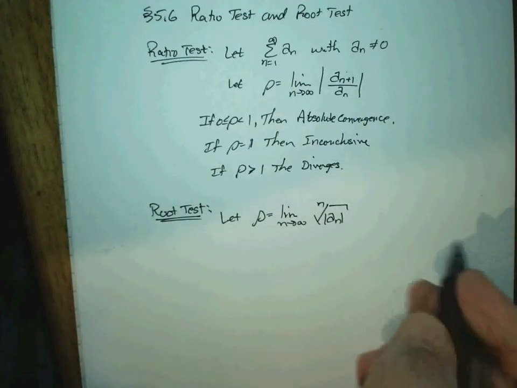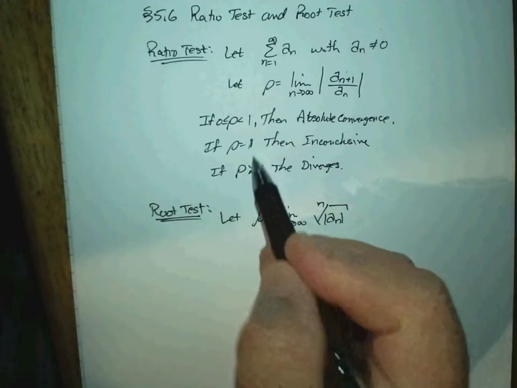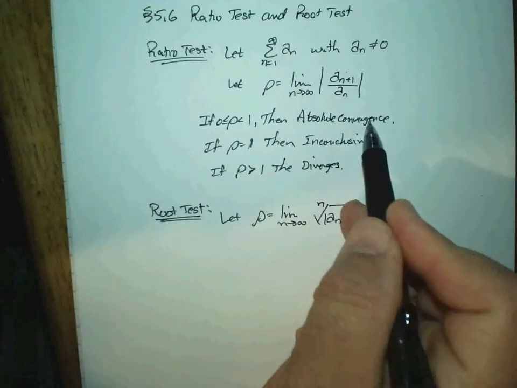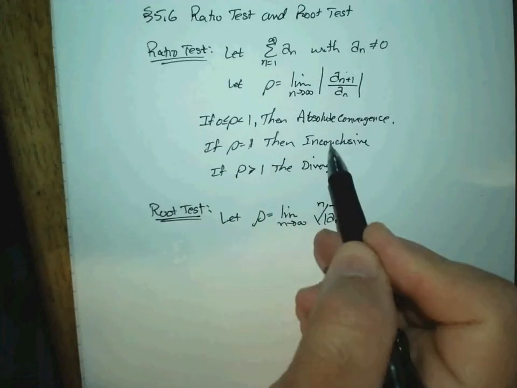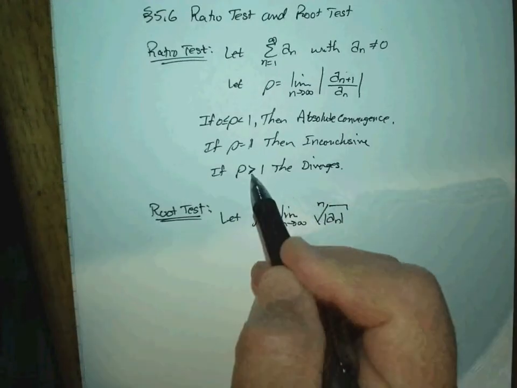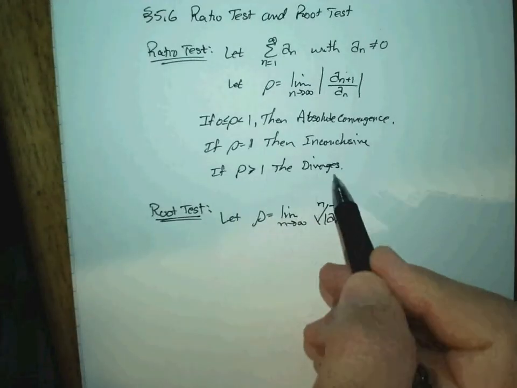And the same three results. If this ratio value is less than 1, you have absolute convergence. If the ratio value is equal to 1, you have an inconclusive test. You know nothing from the test. And if the ratio is bigger than 1 in the limit, you have divergence.